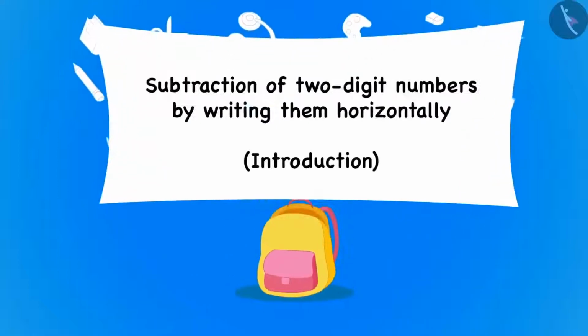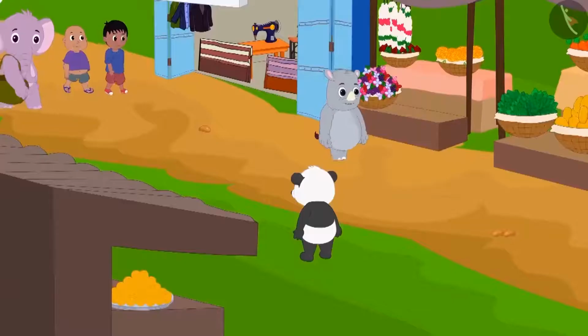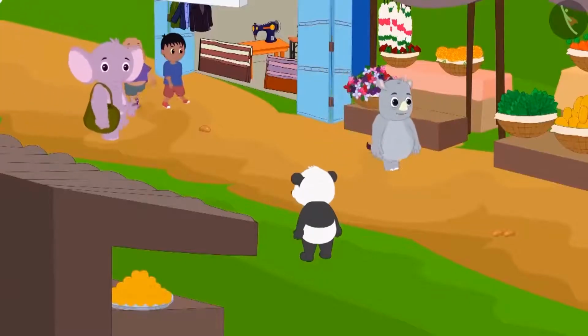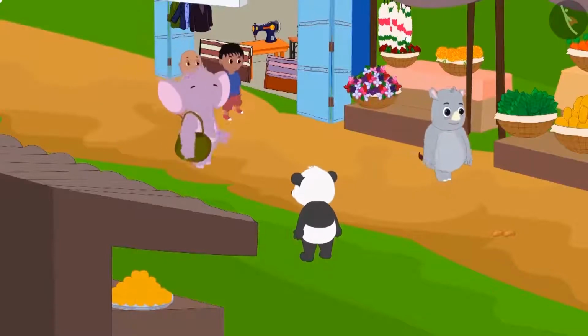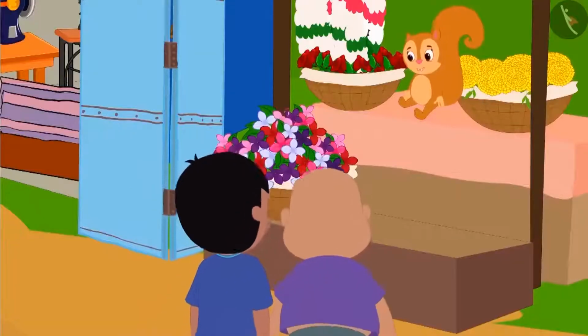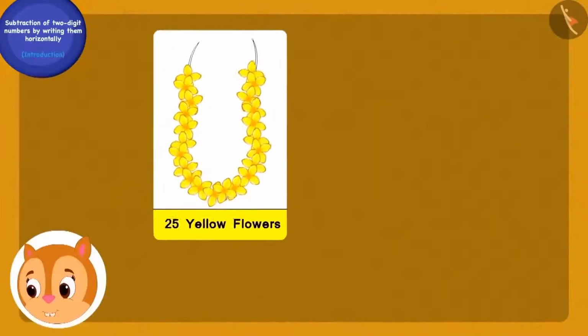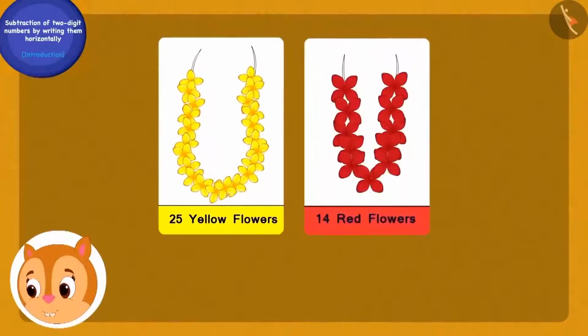We will learn the process of subtraction of two-digit numbers by writing them horizontally. One day, Raju and Bablu went to Chanda's flower shop. One garland of Chanda had 25 yellow flowers and the other garland had 14 red flowers.